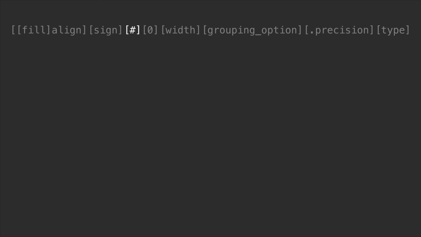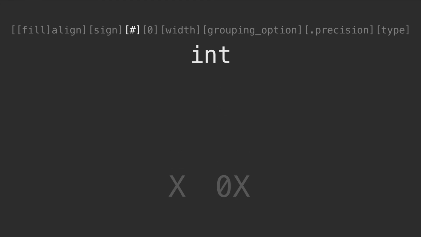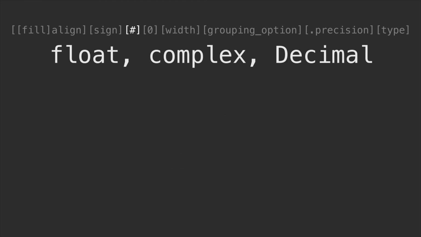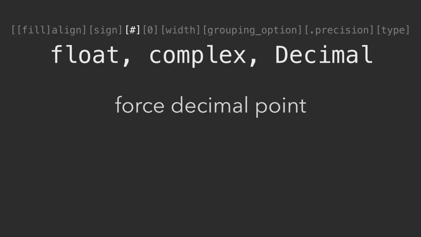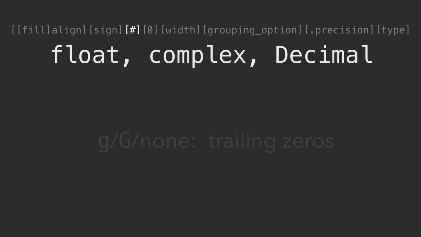The final format option is hash. Hash will switch to the alternate form of the value, which is defined differently depending on the type. For integers using the binary, octal, or hexadecimal presentation type, the alternate form will add the 0b, 0o, or 0x prefix respectively. For float, complex, and decimal types, the alternate form will force a decimal point, even if it isn't followed by any digits. Also, if it uses the G presentation type, or none, it will add zeros after the decimal to reach the precision.